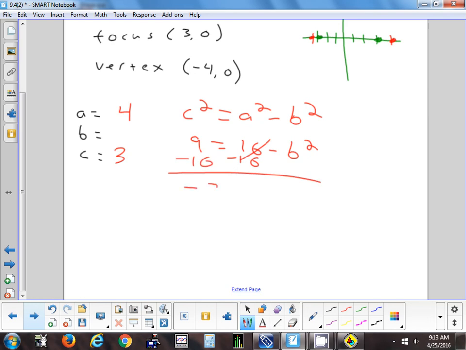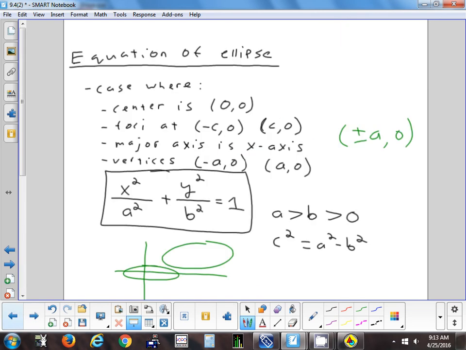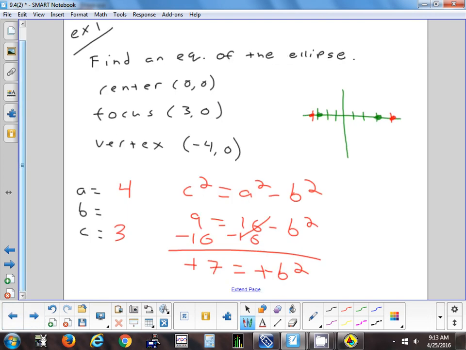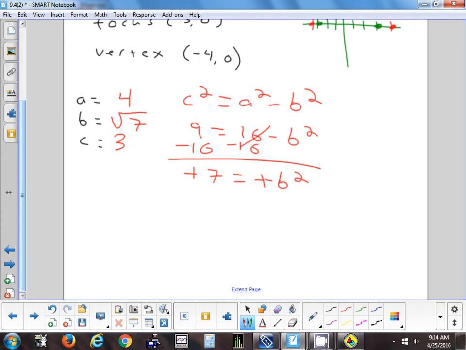Yep, negative 7. You can change the sign because you have a negative on each side. You can cancel that out. And then square root of B squared. And then B, right. Now, really, I need to know B squared. That's what's going to go right there, B squared. So B squared is 7. If you wanted to write B, as Upi just said, B is the square root of 7. Now I'm just going to go back to my formula, plug in the numbers I have, and that's it.